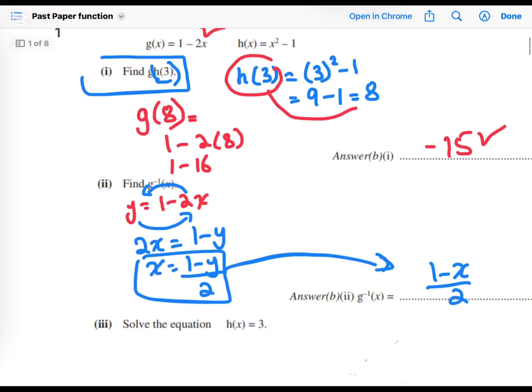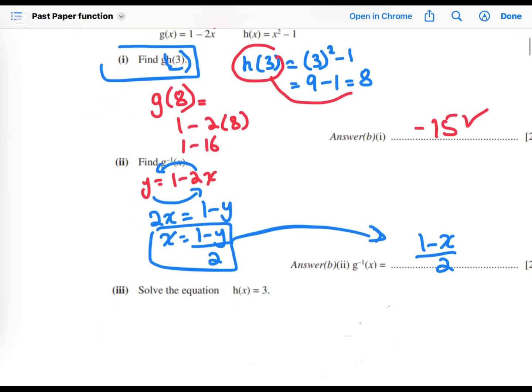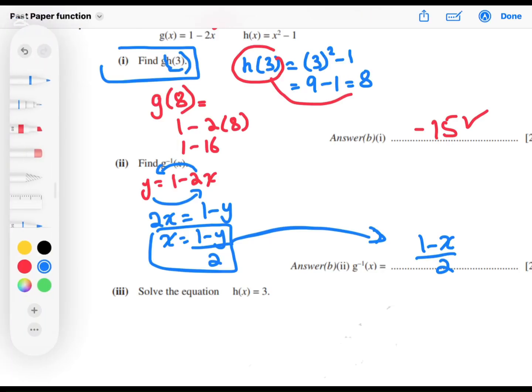Now, the third part is h(x) equal to 3. They are saying that the function h is equal to 3. The function h is x squared minus 1, which is equal to 3. This is the function of h. Now minus 1 goes to the other side and it will be added. So 3 plus 1 will become 4. So x squared will be equal to 4.